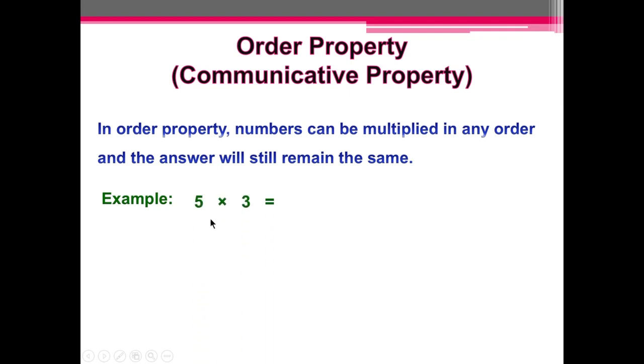Here, 5 multiplied by 3 is equal to, can you tell me? 15. Very good. Next one, 3 multiplied by 5 is equal to 15. So, what you observed in this? 5 multiplied by 3 or 3 multiplied by 5, the answer is same. That is 15. In order property, you can multiply either in this order or in this order. You will get the same answer.